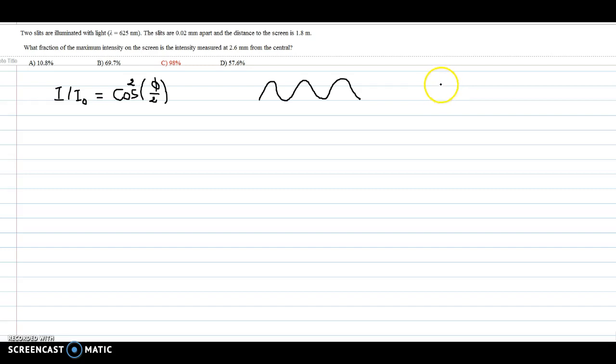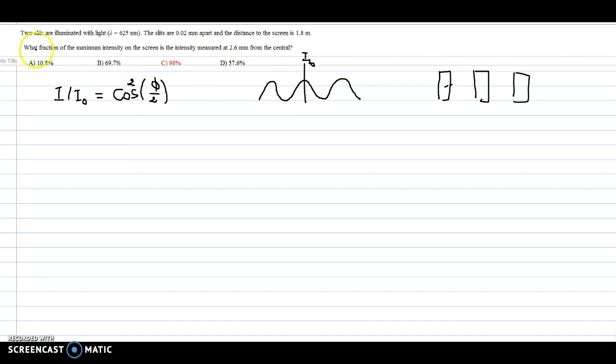And what you see probably are fringes like this: max, min, and so forth. So what you see with your eyes, this is the distribution of intensity, and this is the mathematical distribution. Okay, this is I0 here somewhere.